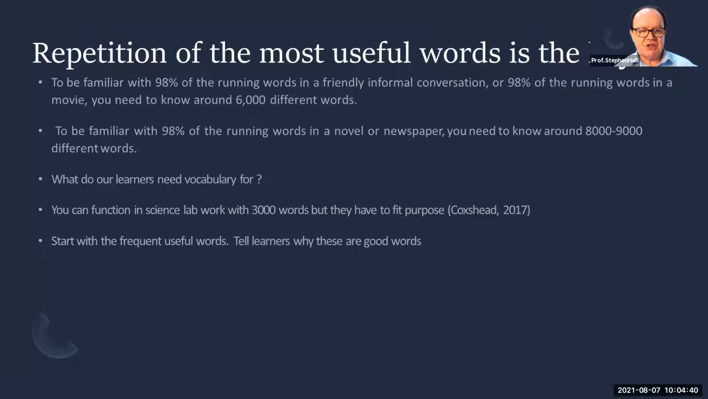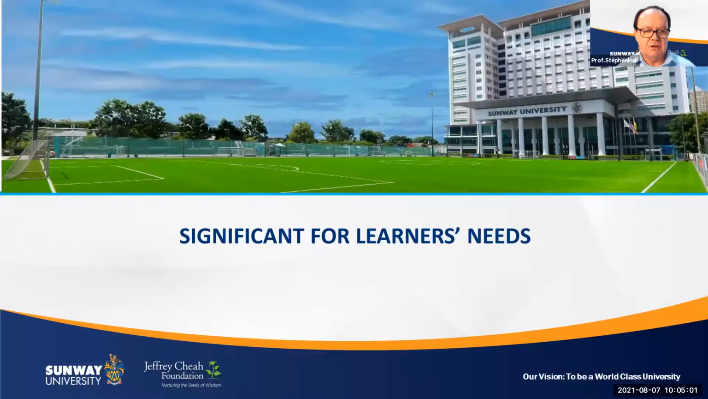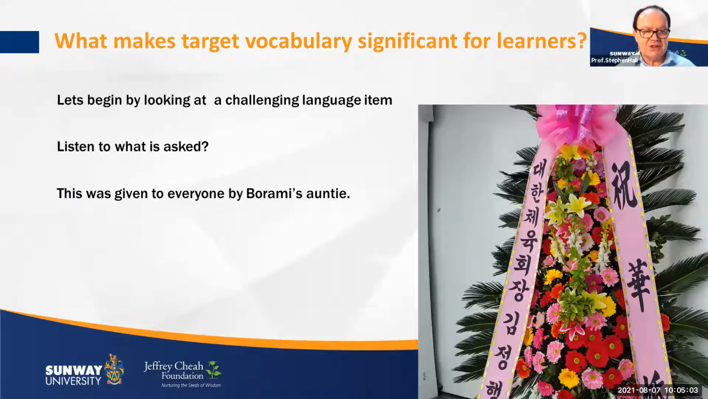So Averil Coxhead, who you just heard, also found that even in a science lab, to answer someone from the secondary school, they can work in a lab with 3,000 English words. You might say, wow, that's a lot. But hey, pick up a dictionary, see how thick it is, and it's the selection that is important. So we need to work with ones that are significant for our learners' needs.